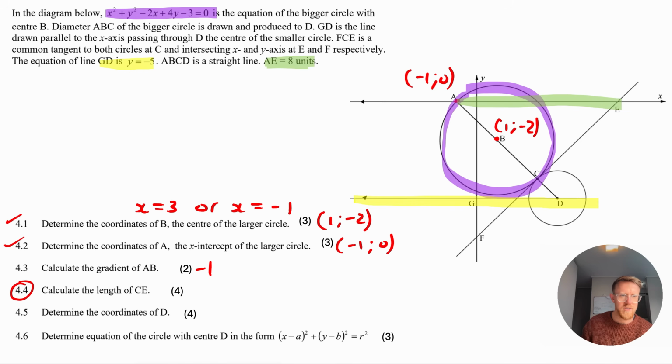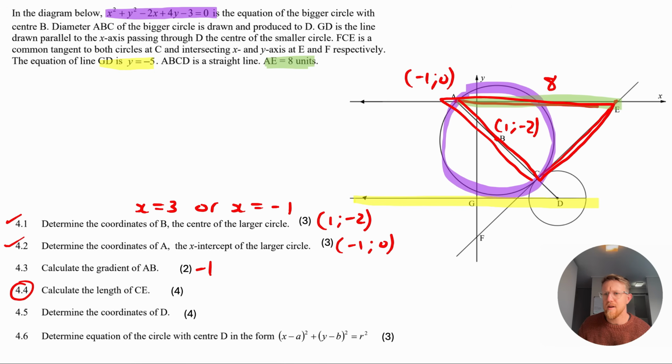This question says, calculate the length of CE. Okay, calculate the length of CE. So that's this one here. So remember that this length here is 8. And so can you see the triangle over there? Now what's really nice is that that is a 90-degree triangle, because here we have a diameter connecting with a tangent, and they always make 90 degrees.